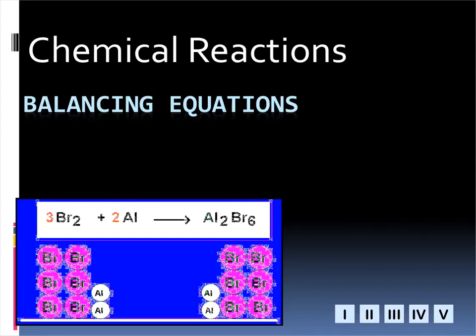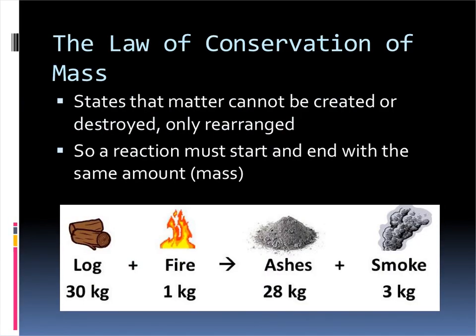Okay, so in this podcast, we're going to talk about how to balance chemical reactions. First, we can't really talk about balancing chemical reactions without mentioning the law of conservation of mass. The law of conservation of mass states that matter cannot be created or destroyed, only rearranged. So in a reaction, that means we must start and end with the same mass. Even though the substances may be different and have different properties, the mass has to remain the same.